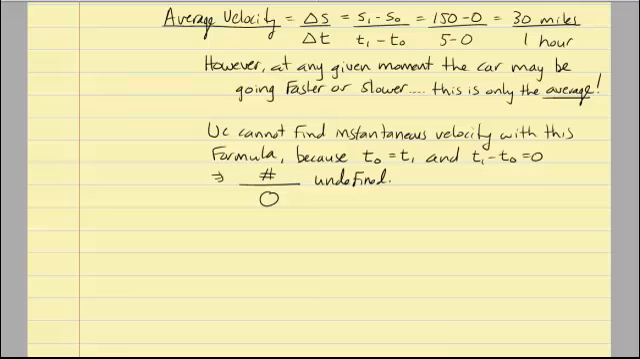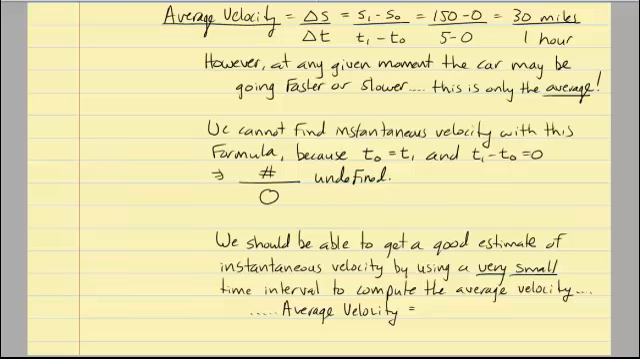Now remember, average velocity is your change in position over your change in time, and the smaller your interval of the change in time, the better estimate it is of your instantaneous velocity. And what this would look like, of course, is just our average velocity formula, change in position over the change in time, over a very small time interval.